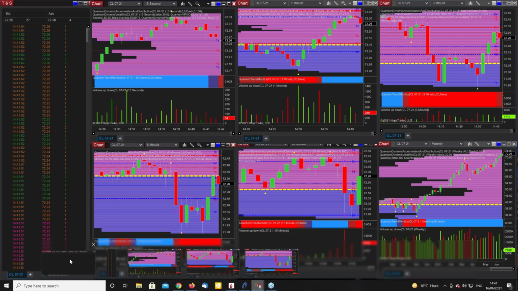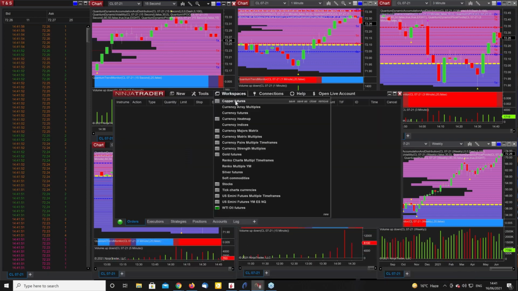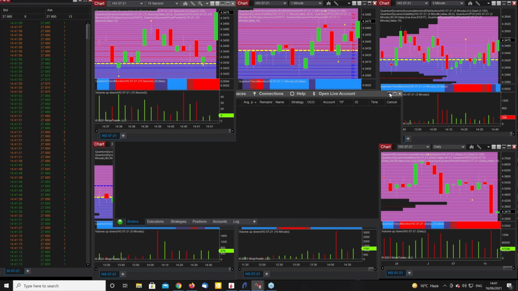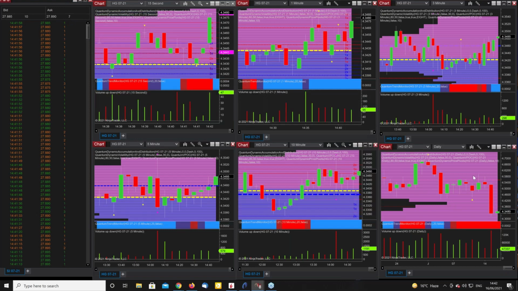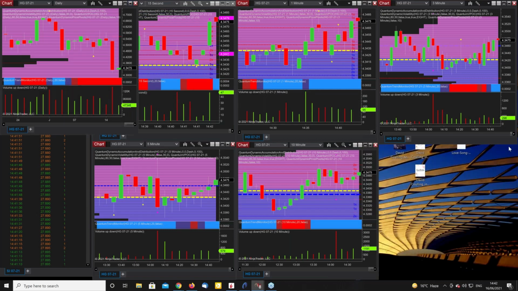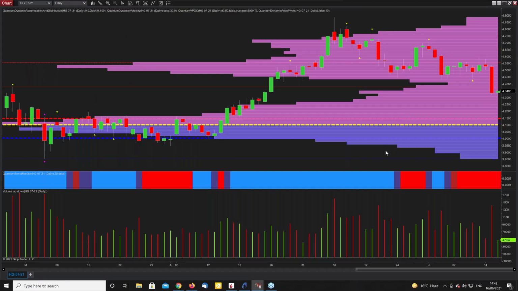Just have a look at another interesting one, which is copper, which I've got up the top here. Now, copper is interesting for several reasons. Let's pop the daily one up there. There we go. Copper, as I'm sure you're aware, is often called Dr. Copper. It's considered a barometer of the economy, of economic growth, of demand, because copper is demand. It is required for so many different industries. It is a fundamental base metal for so many different applications.